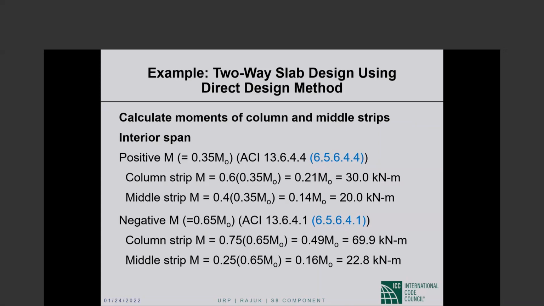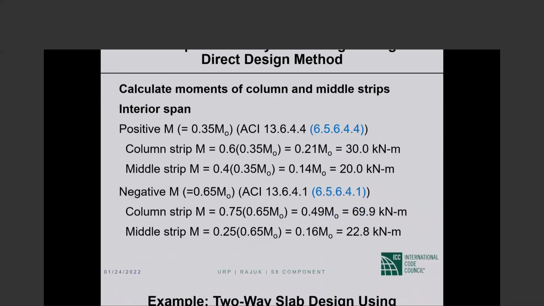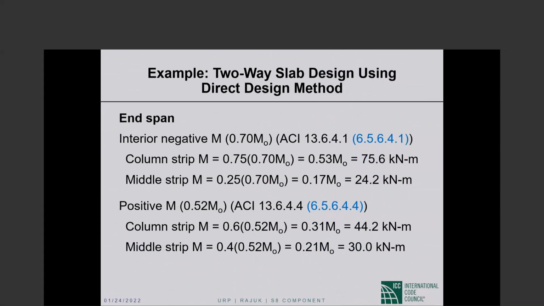69.9 kilonewton meters is the column strip moment, 22.8 kilonewton meters is the middle strip moment. Okay, then the end span. We now have interior negative, positive, and on the next page will be exterior negative. We now have 3 sections to consider, not just 2.